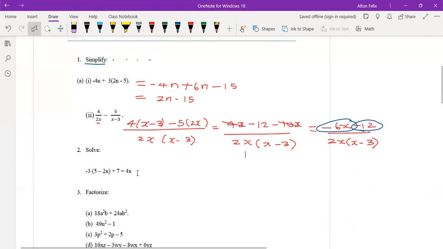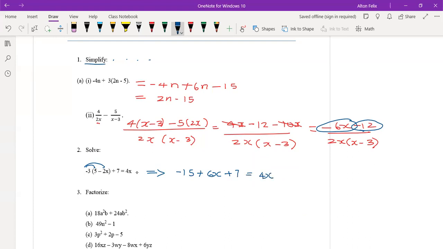All right, so we gotta solve this question here. So you got an equation, so you gotta solve, make x the subject of that equation. So let's do this. So this will give us minus 15 plus 6x. So remember we are multiplying minus 3 by 5 to give us minus 15, then minus 3 by minus 2x to give us plus 6x, and you have the plus 7 equals 4x.